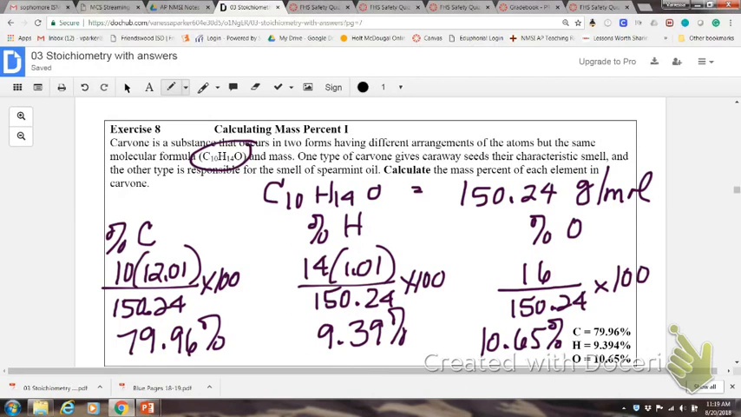Again, I'm not going to do exercise 9 because y'all know how to do, hopefully, percent composition. Percentage of anything is part over whole times 100, right? And your whole, in this case, is your molar mass.